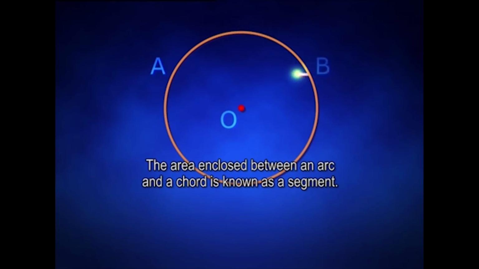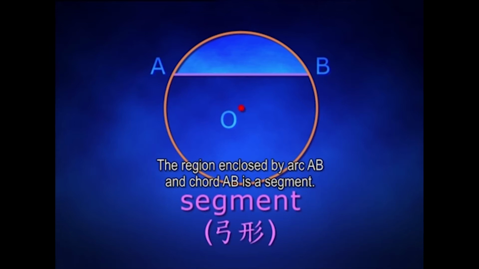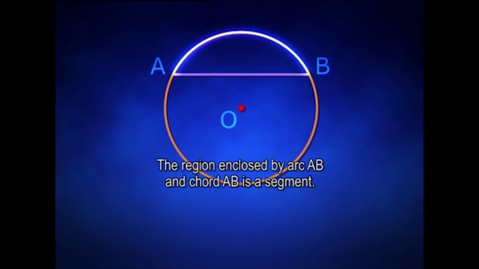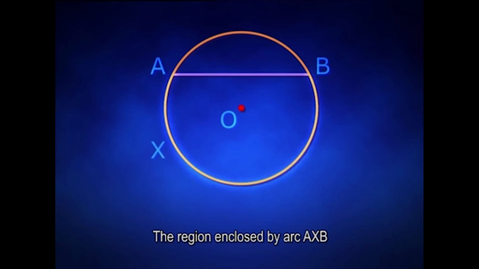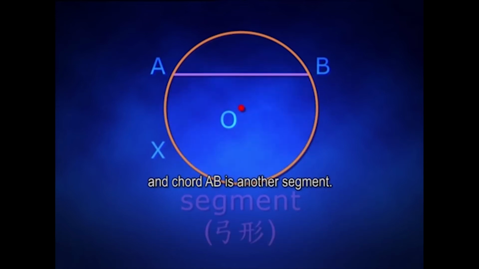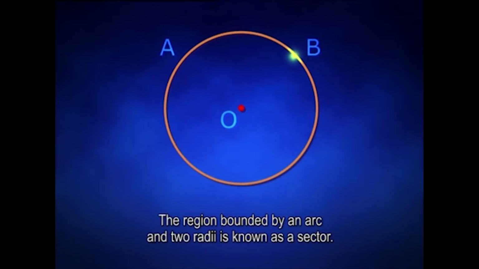The area enclosed between an arc and a chord is known as a segment. The region enclosed by arc AB and chord AB is a segment. The region enclosed by arc AXB and chord AB is another segment. The region bounded by an arc and two radii is known as a sector.